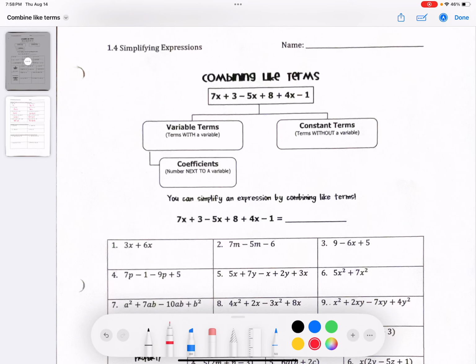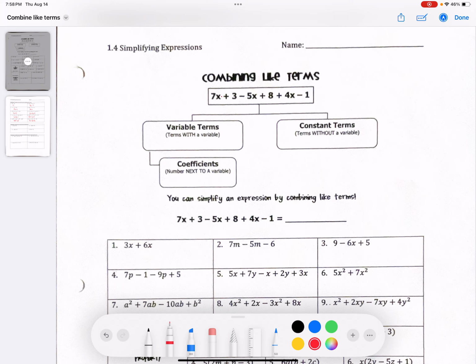Hello, ladies and gentlemen. Today we're going to be talking about combining like terms and the distributive property. So first we're going to start with combining like terms. When we're combining like terms, we are looking for variable terms with the same variable and same exponent. Constant terms are terms without a variable.